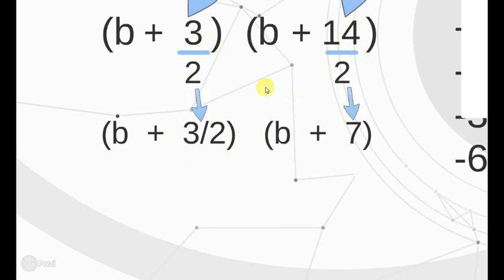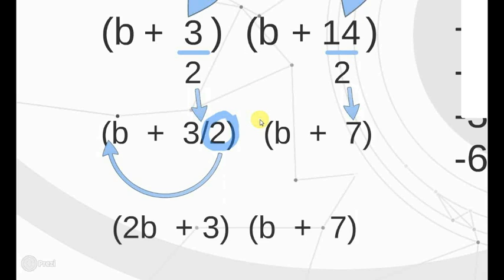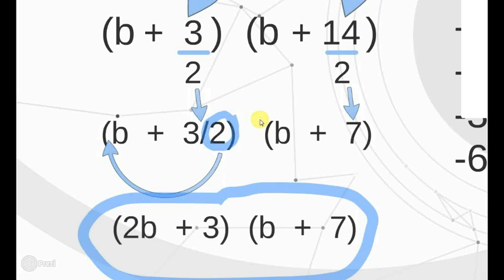So now, after I've reduced the fractions, if there's still a denominator in the numbers, then I'm going to pull that denominator out. So that 2, I have to bring it out in front of the b that's within its parentheses. So my final answer here is 2b plus 3 times b plus 7.